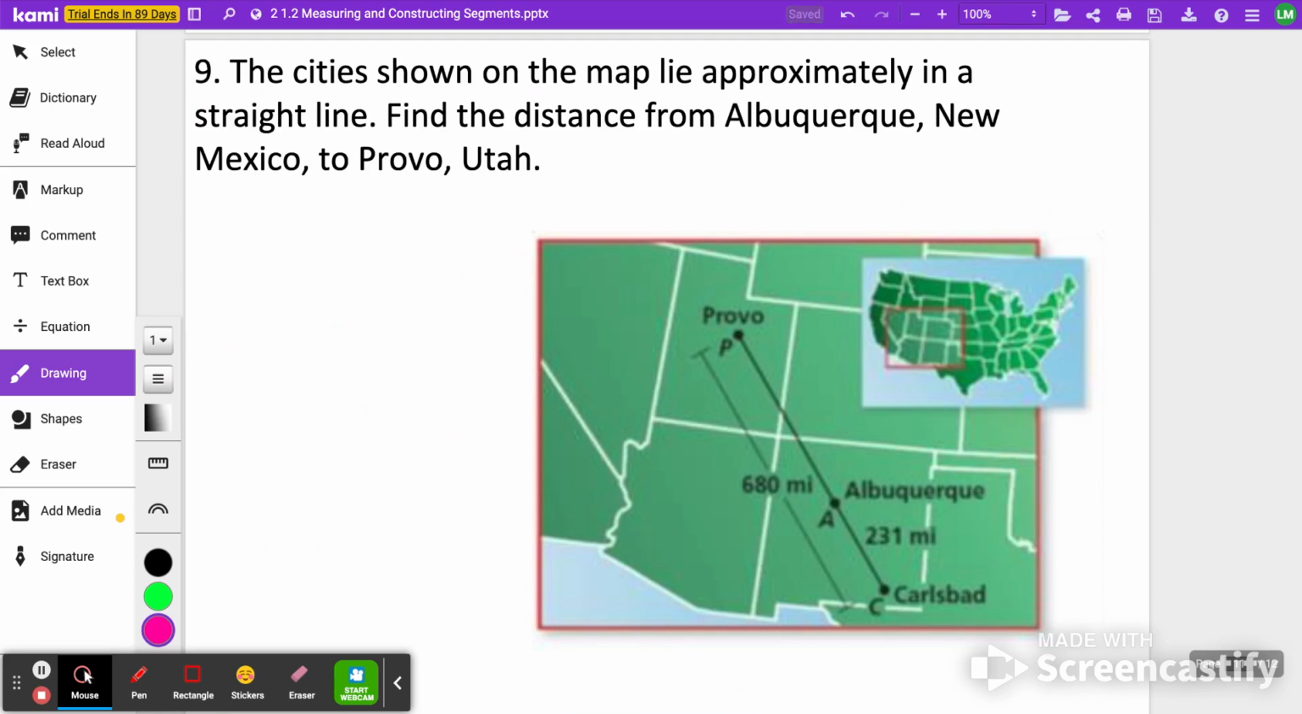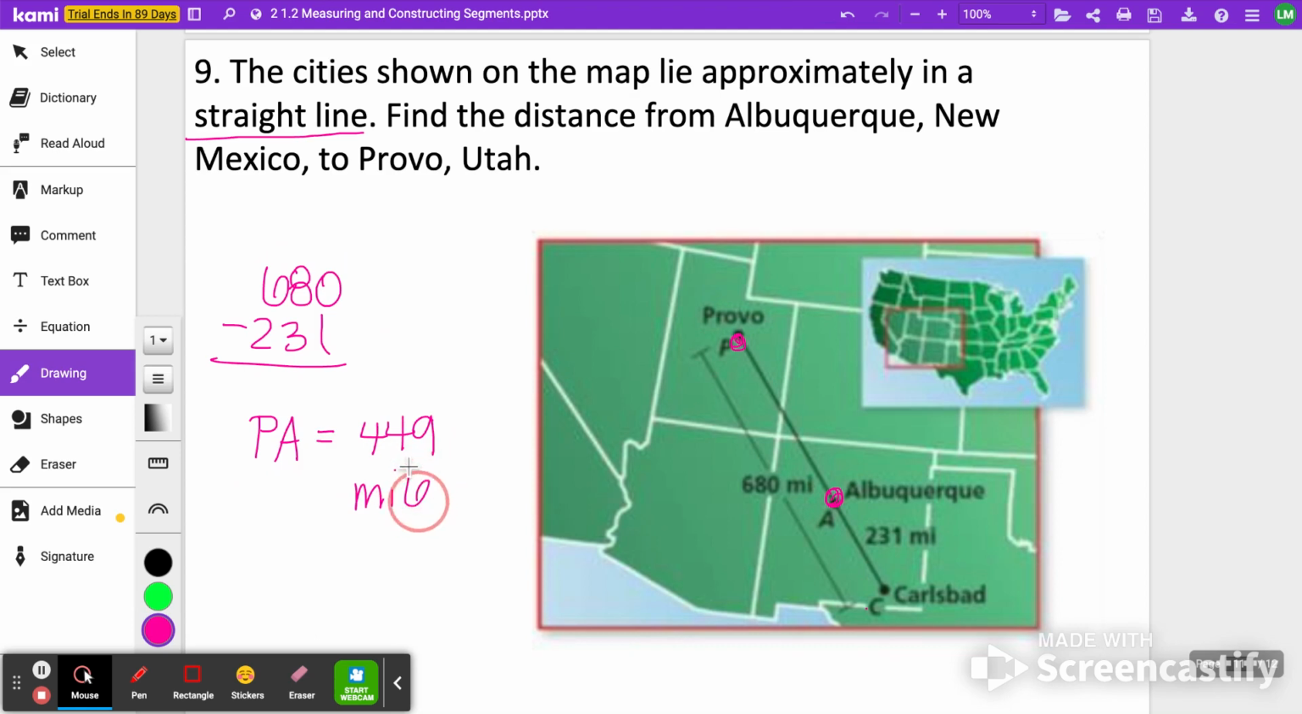And last but not least, we have question 9. These cities on the map lie approximately in a straight line. That's important. We can only use this postulate if they are in a straight line. Find the distance from Albuquerque, New Mexico to Provo, Utah. So here's Albuquerque, here's Provo. Notice that's the missing piece of the segment. We do have the total, which was 680, the distance from Carlsbad to Provo, but now we just need to subtract that 231 to figure out our leftover amount. So from point P, which is Provo, to Albuquerque, A, is 449 miles. Okay. That is going to be the conclusion of our notes today.